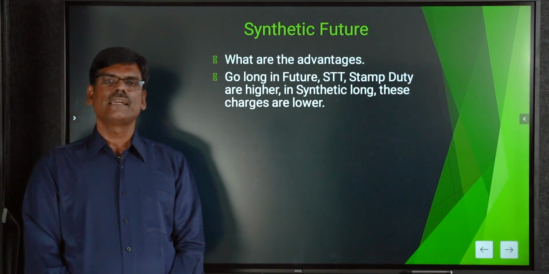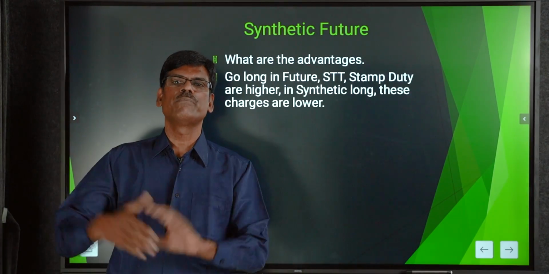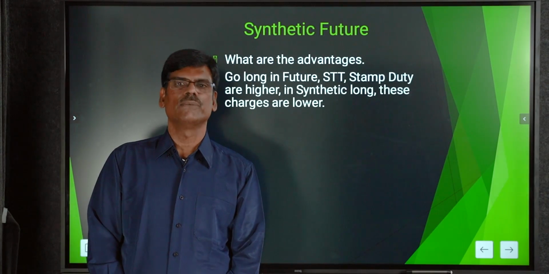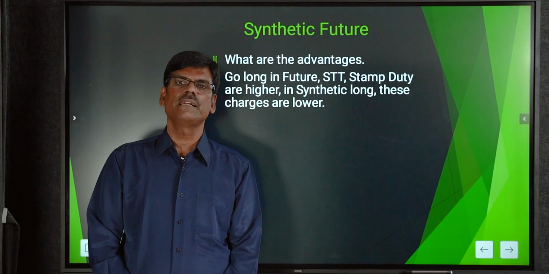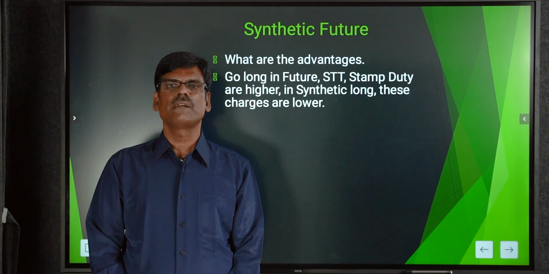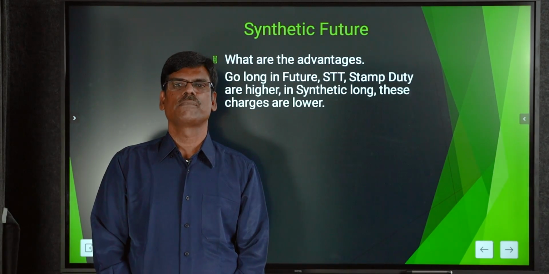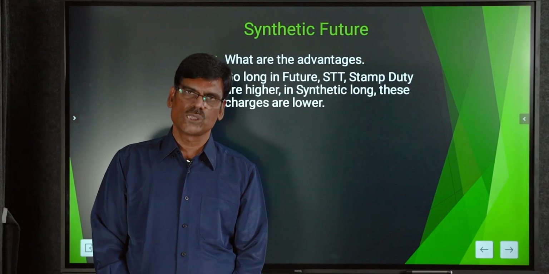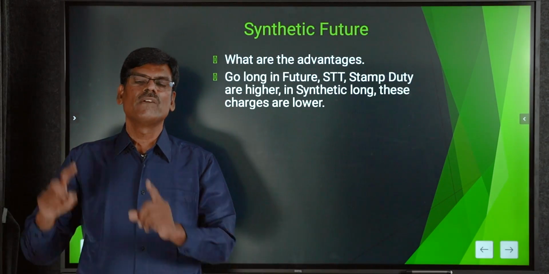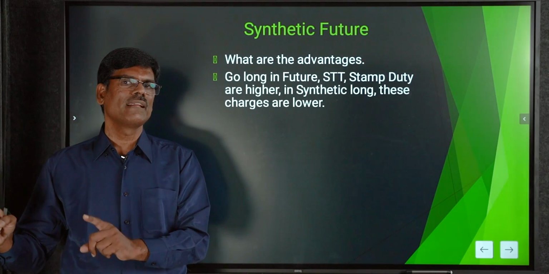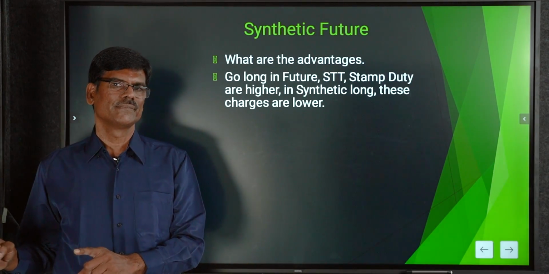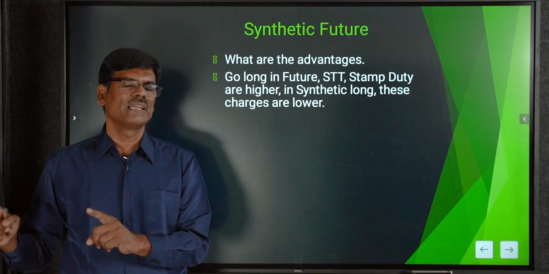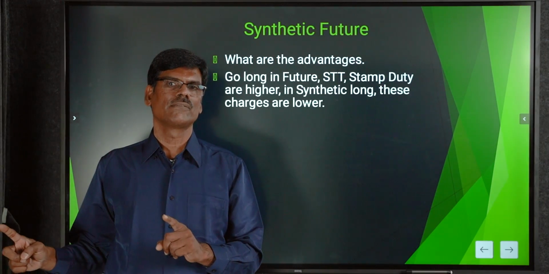You know your STT, stamp duty, they are all calculated based on the contract value. Let us say Nifty is around 10,000, lot size is 75. So 10,000 into 75 is about 7.5 lakh. When you go long or short in future, your STT, stamp duty, they are all calculated based on 7,50,000 rupees. So that is a big problem. The charges are very, very high.